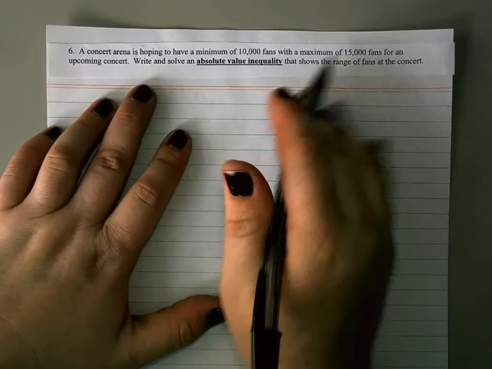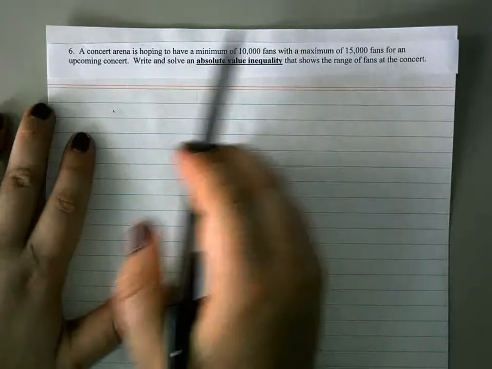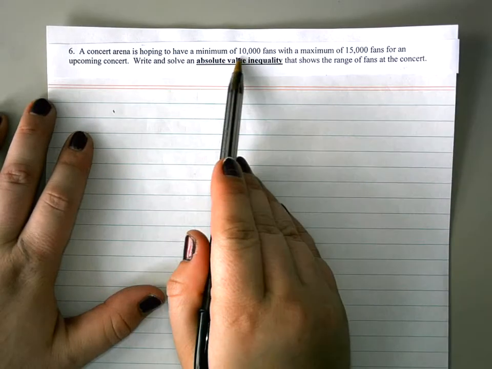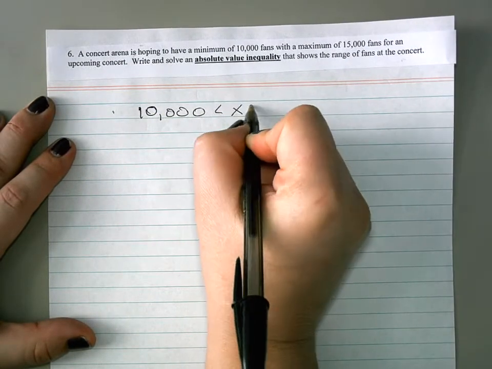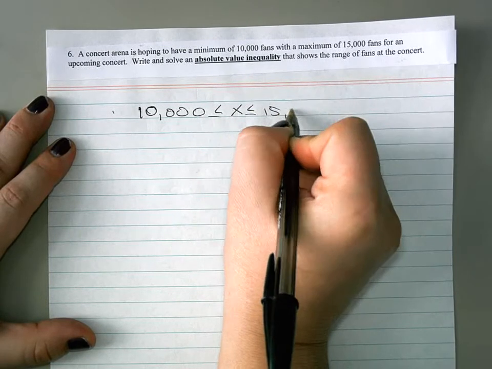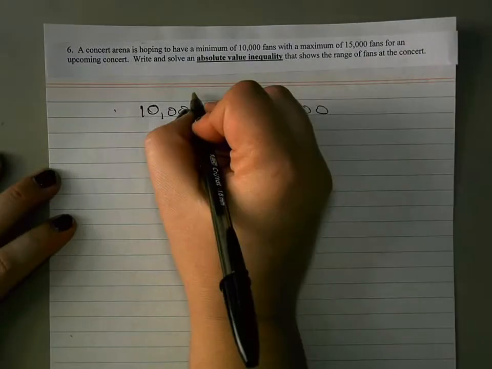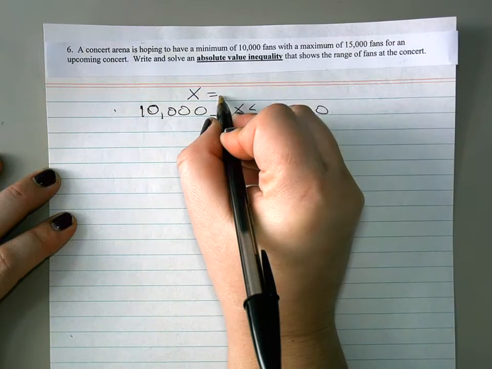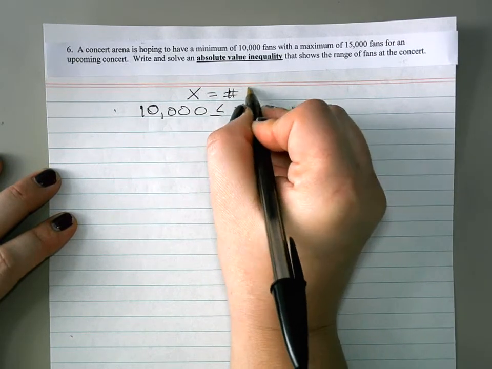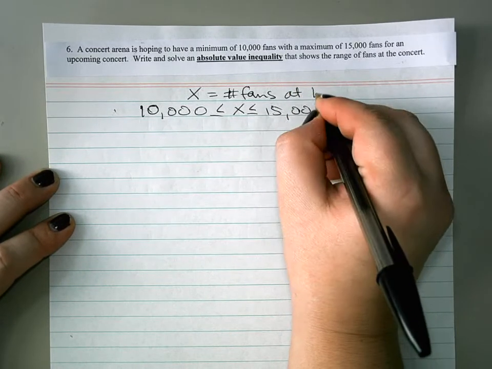We're going to use a similar method to solve this problem. We want to write an absolute value inequality that shows the range of fans for the concert. A concert arena is hoping to have a minimum of 10,000 fans and a maximum of 15,000 fans. Now, of course, this is an absolute value application, therefore we should define the variable as the number of fans at the concert.